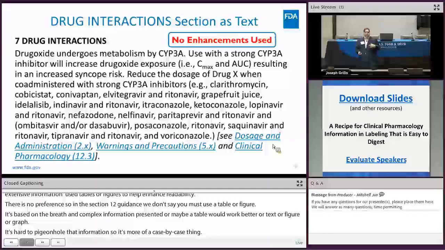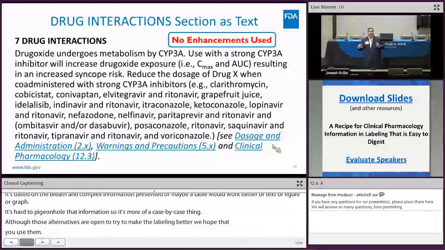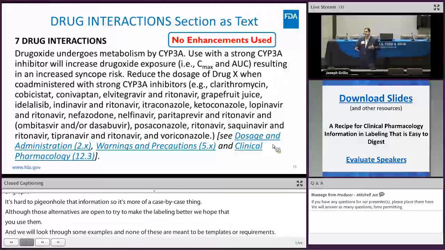So we're just going to look through some examples now. And again, none of these are meant to be templates or requirements or anything. They're really meant to say we're open to a lot of different suggestions, and we really need industry to work with us, as well as academia, to try to make these things better. So we have lots of different ways of doing things, just to show you that we're open to a lot of different ways of doing things.